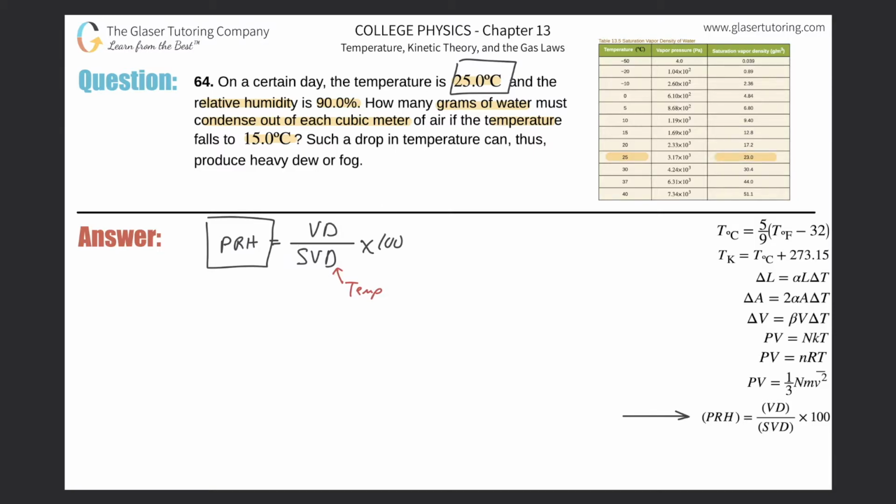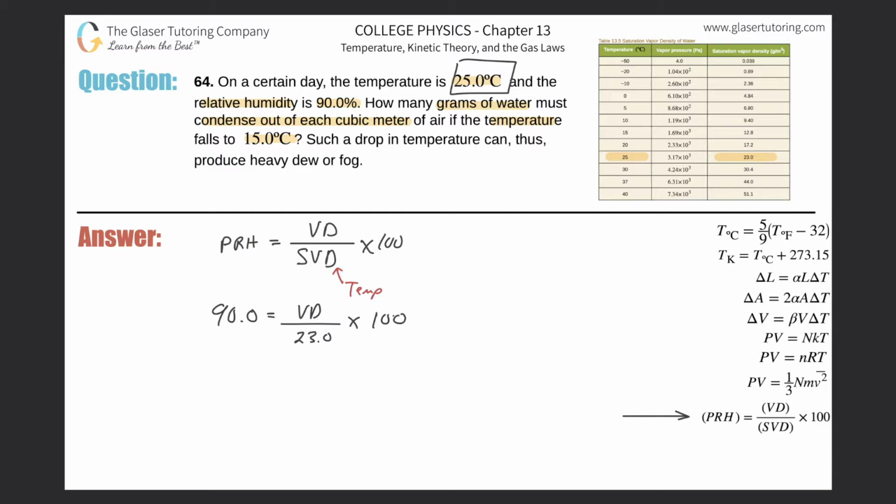So let's solve that. Let's plug in the values. So here we have 90% will equal VD all over the 23.0 gram per cubic meter. Don't worry about the units, they are fine. You can convert it to kilogram per cubic meter, whatever, but it doesn't really matter because this is simply a ratio. So the units are okay to leave in gram per cubic meter. You just gotta be consistent. Know that whatever units are up here better be the same as down here.